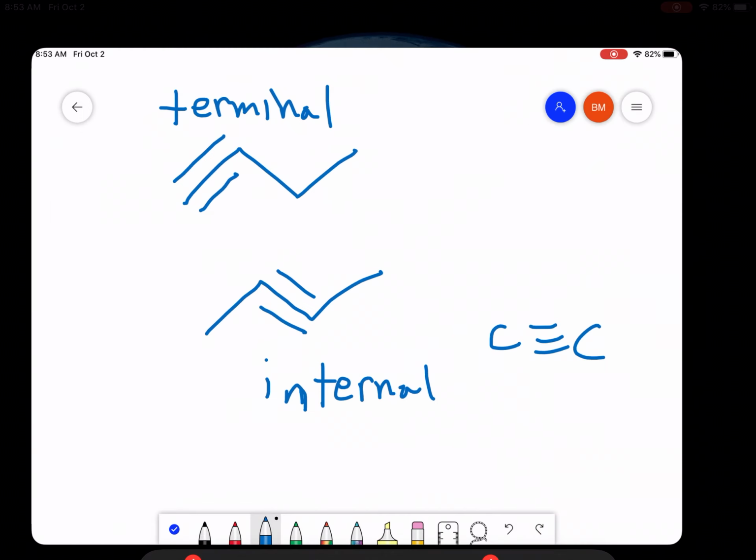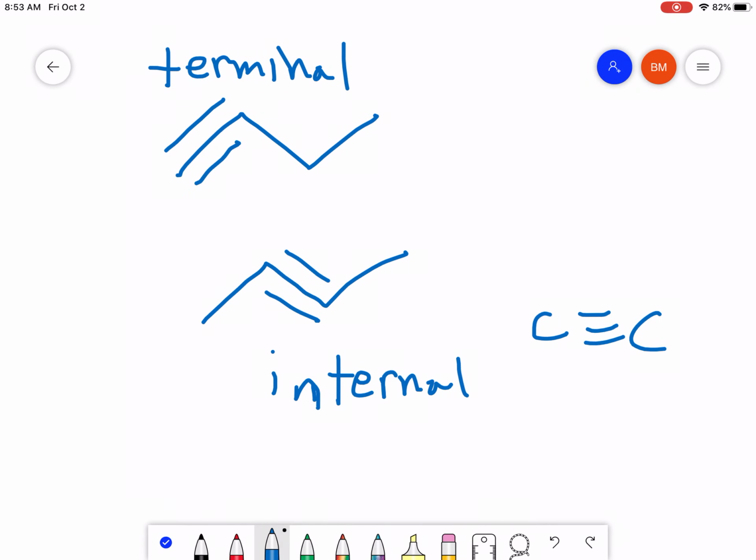Now, terminals are going to have something else that internals don't have. Take a moment, see if you can figure out what it is. Okay, spoiler. Terminal alkynes also have a single H hanging off the end of one of those sp hybridized carbons, whereas with internals, the sp hybridized carbons don't have hydrogens.